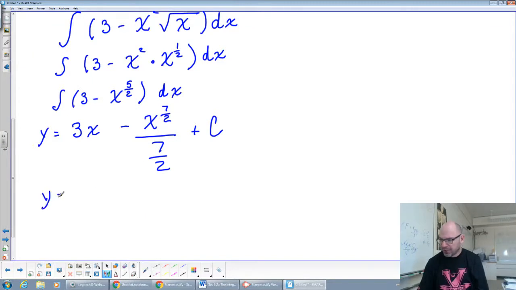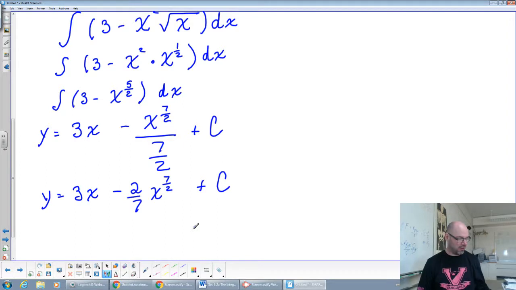So y equals 3x. When you're dividing by a fraction, you multiply by the reciprocal, pardon me. So that's 2 over 7 times x to the 7/2 plus c. And that's our indefinite integral as far as we can go there.